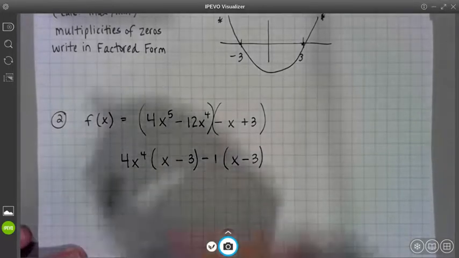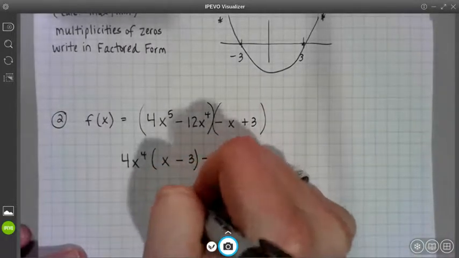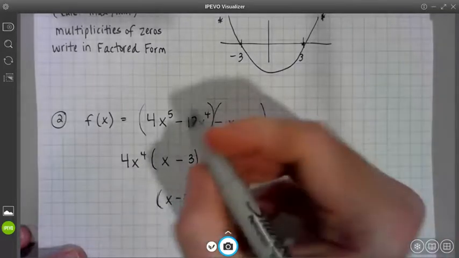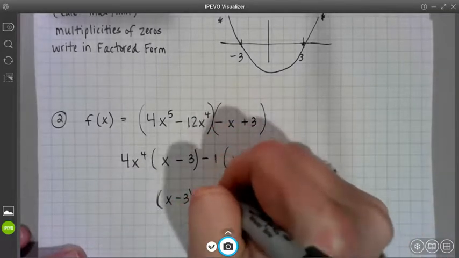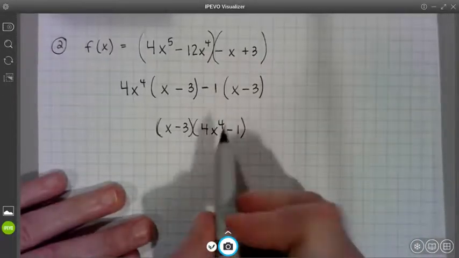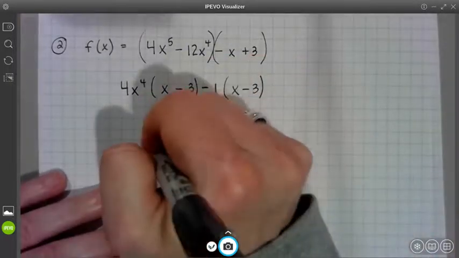So that means my factors become the one that matched, x minus 3. And then my other factor is, who did I factor out? 4x to the 4th minus 1. So 4x to the 4th minus 1. All right, and now if you notice even more, considering we're trying to factor as much as we can, this is the difference of two perfect squares as well. So I can factor that again.